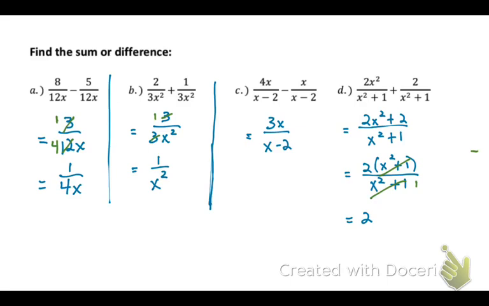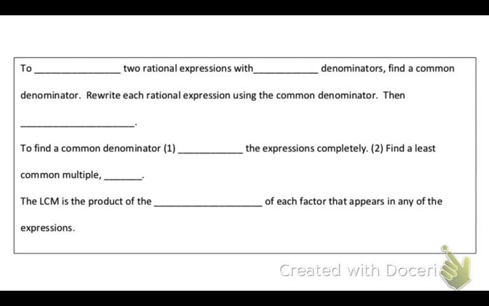All right, so let's make some generalizations about adding and subtracting rationals. So to add or subtract 2 rational expressions with unlike denominators, so we were just adding ones with like denominators. But if we have unlike denominators, we have to find or build a common denominator. Once we do that, we're going to rewrite each rational expression using that common denominator. And then we can add or subtract those numerators.